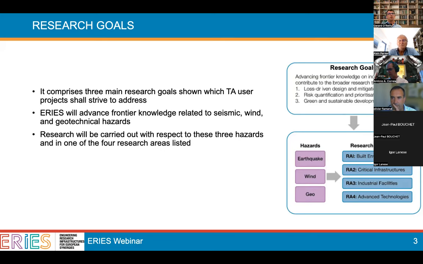The second one would be the risk quantification and prioritization, and the third is green and sustainable development. So these will be the main goals of the project, which then can be further broken down into hazards and research areas, which we'll be looking at in a moment.